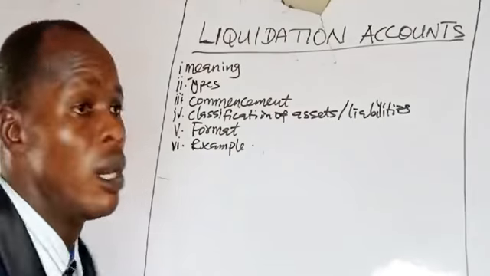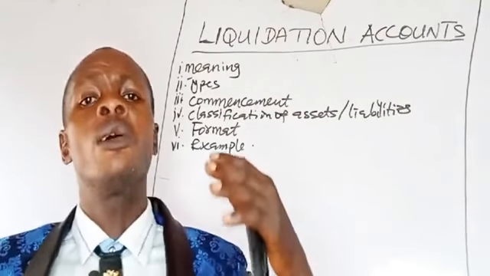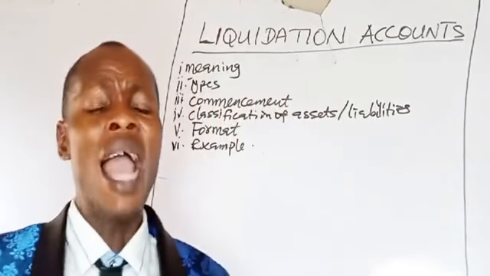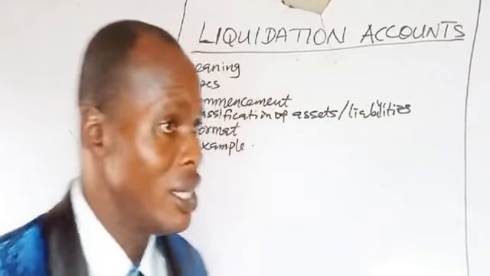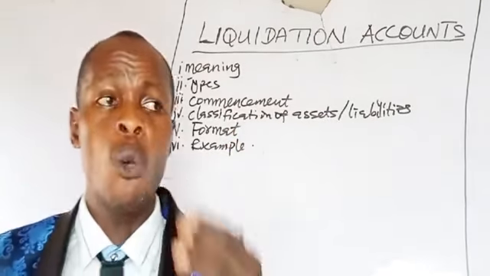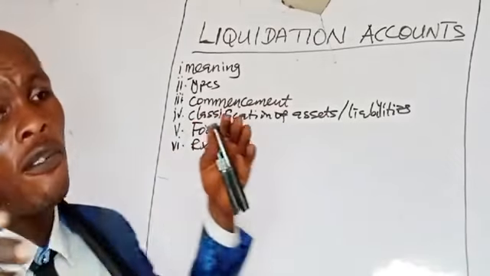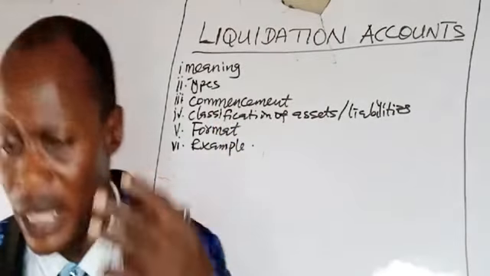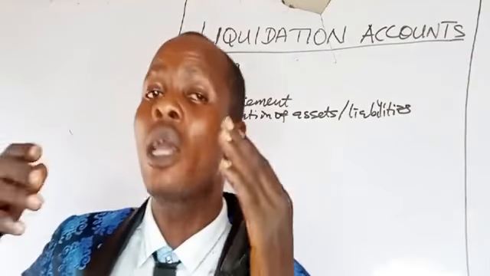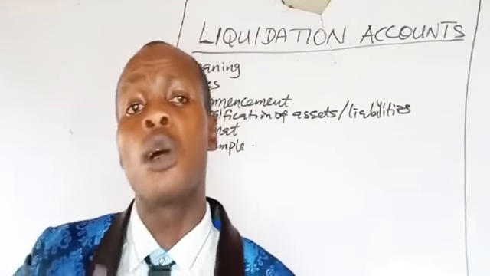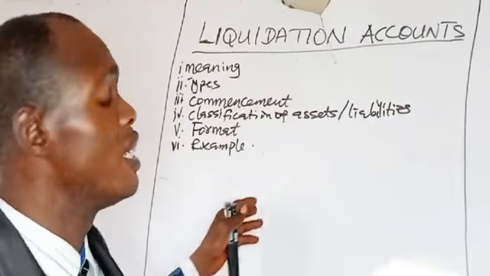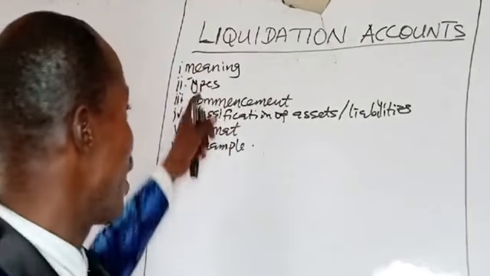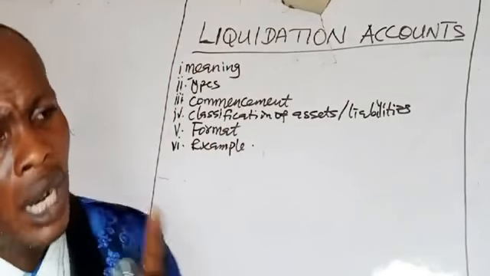Now, what is liquidation? Liquidation is the winding up of a company. In other words, the corporate life of the company is brought to an end and the company ceases to exist. When the corporate life of a company is brought to an end and the company ceases to exist, that is liquidation. What are the types of liquidation?